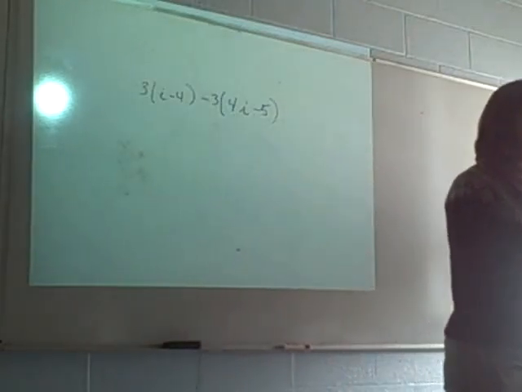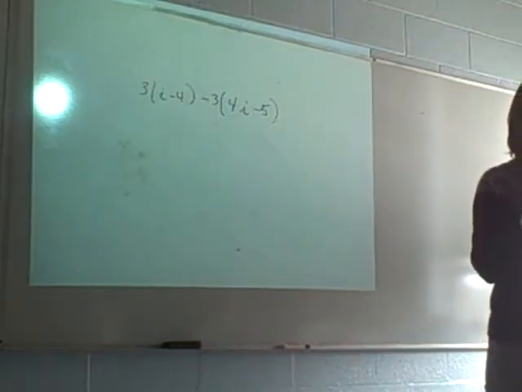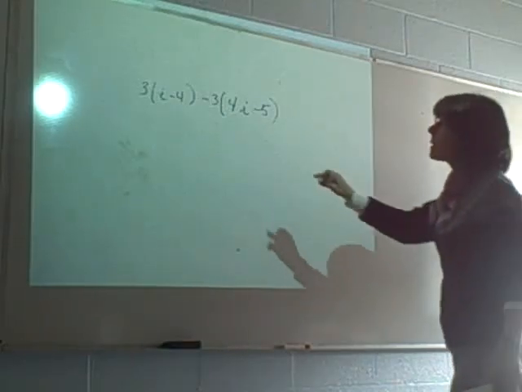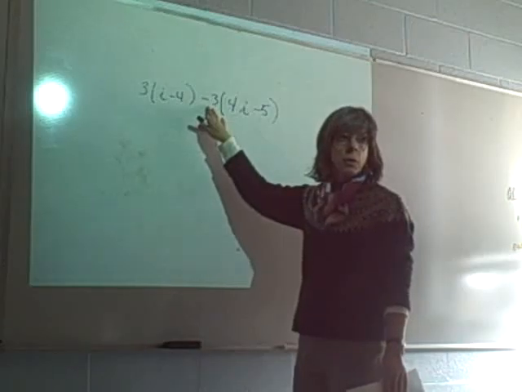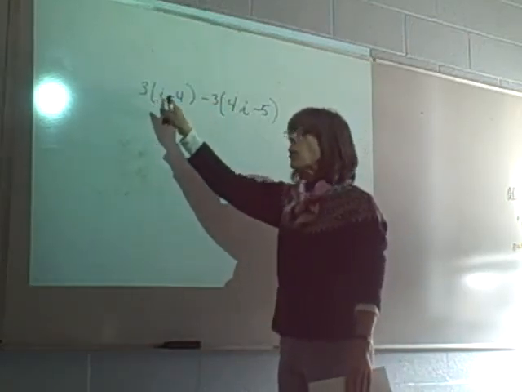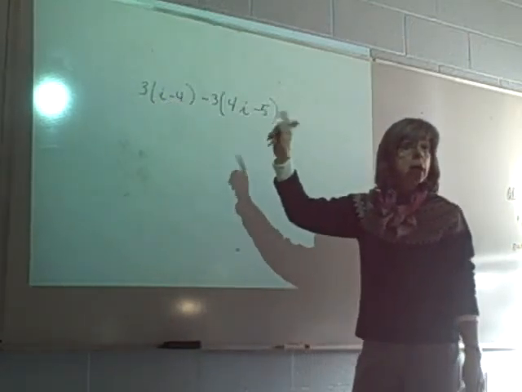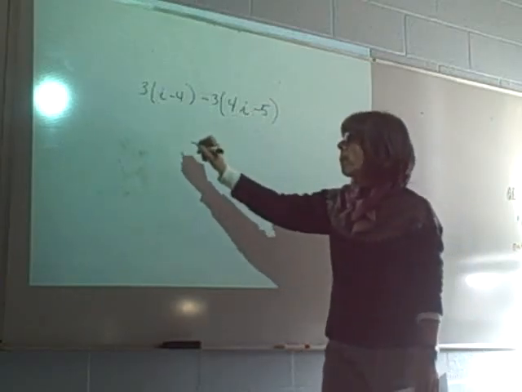Remember, I use FOIL when I have binomials. This is, you're combining two terms. Okay, so you need to be careful. I'm going to use the distributive property. So what am I going to have?